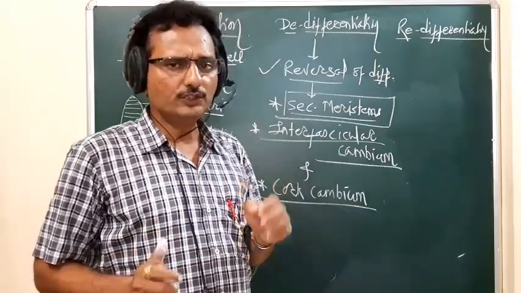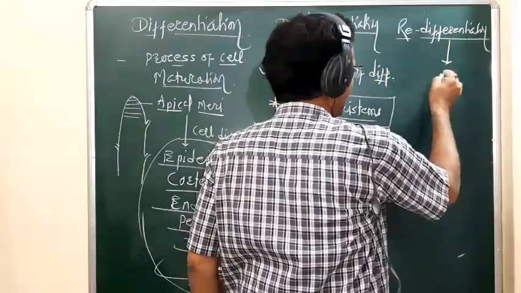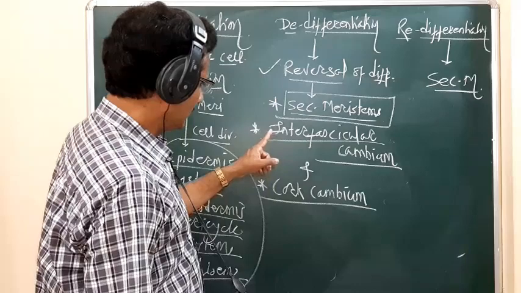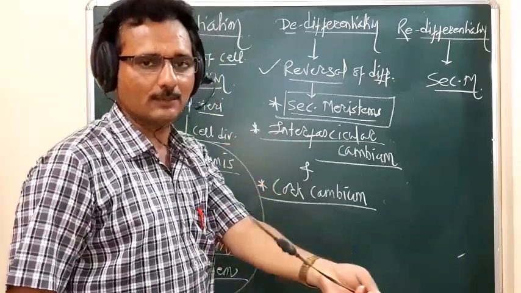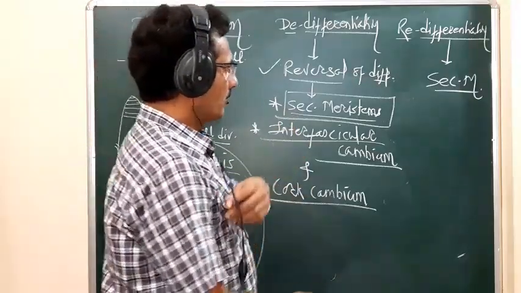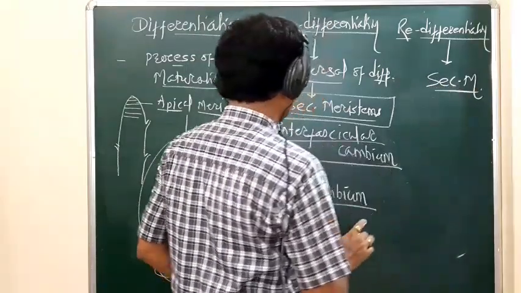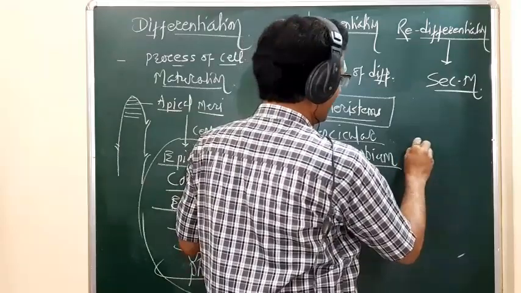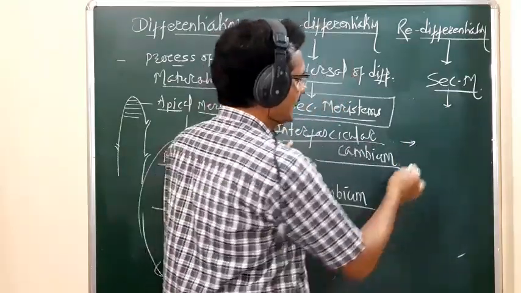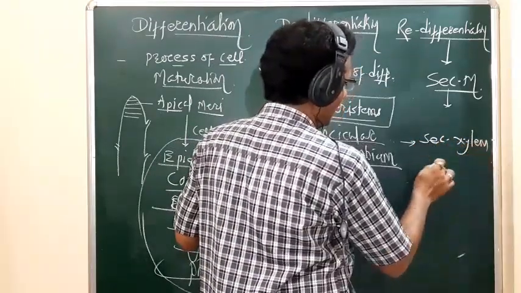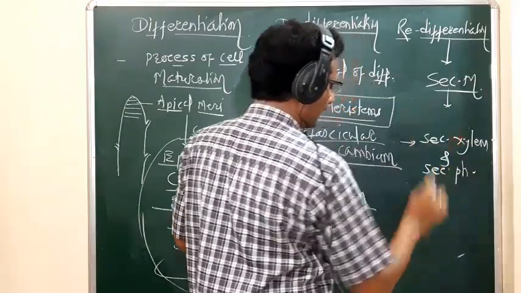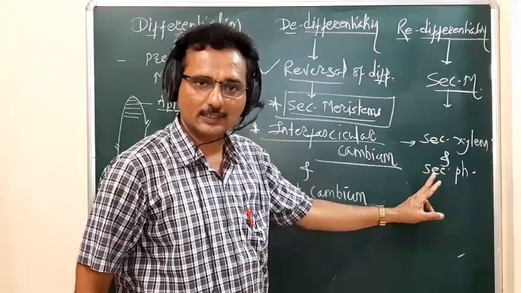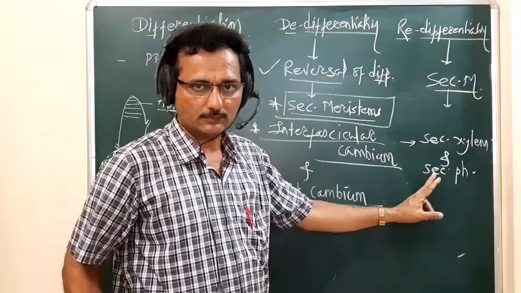So now which meristematic tissue is ready here? There is the presence of the secondary meristem, that means interfascicular cambium and cork cambium. So there is formation of permanent cells from this secondary meristem. From the interfascicular cambium, there is formation of the secondary xylem and secondary phloem. These are the permanent cells. They get differentiated and they are unable to divide further.